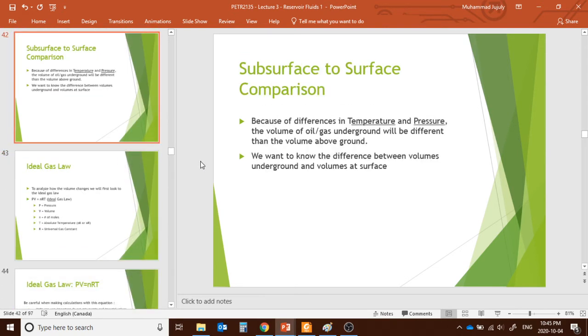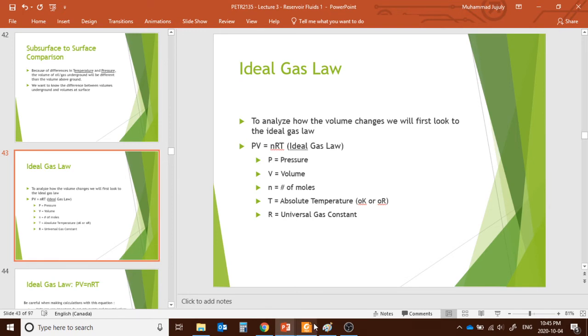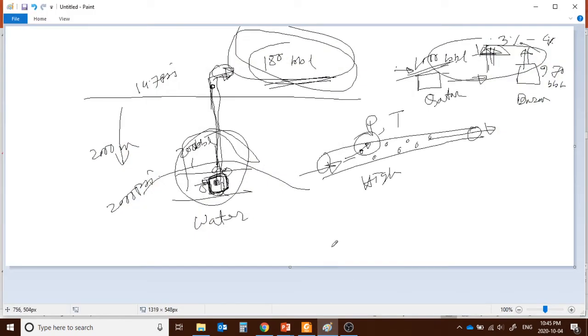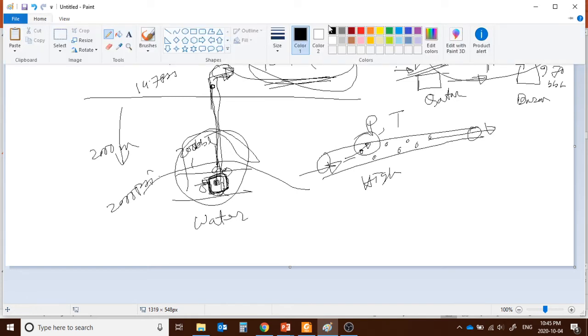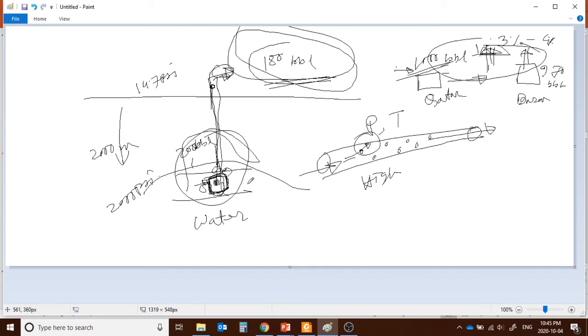Now, the ideal gas law. Because there's a difference in temperature, pressure and volume underground, oil and gas could be different from that above the ground. So we need to know the difference. We need to know what volume we have underground, and when we take it above the ground, what volume we will get. For instance, inside the reservoir, this small amount of natural gas, if you take it out, will become a big amount.